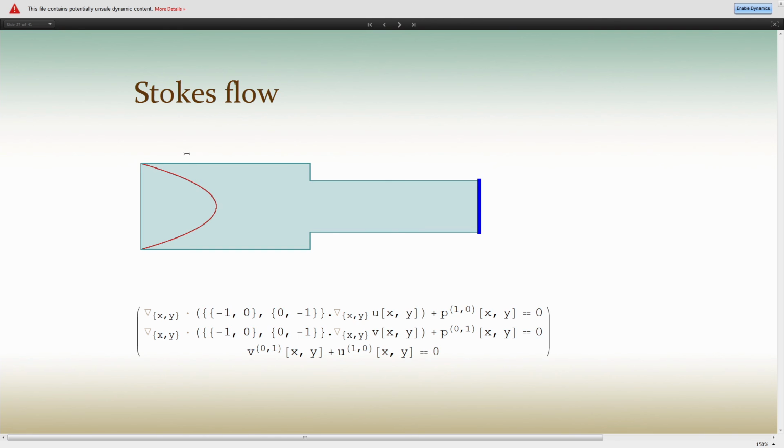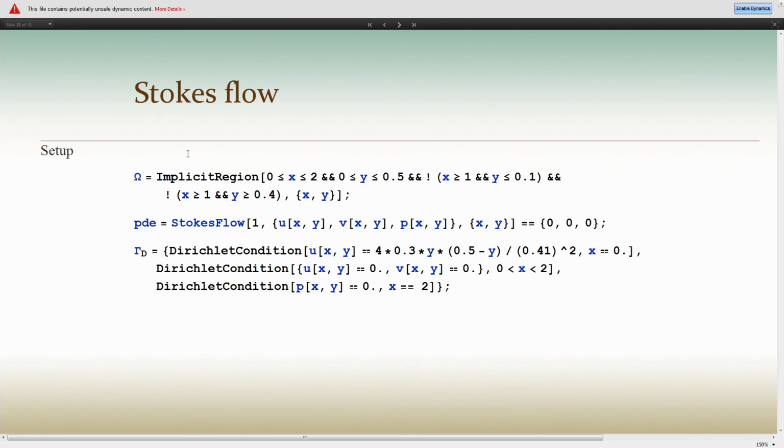Here's an example from fluid flow. So this is a Stokes equation. On this left-hand side, we have an inflow boundary condition in the x direction. On the right-hand side, we have a pressure boundary condition. We specify a specific pressure here. These are the equations, the 3 coupled equations we're going to solve. They're in u, v, and p. U and v are the velocity in the x and the y direction, and p is the pressure.